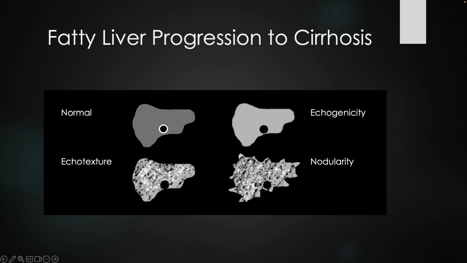And then in your echo texture, as you see this increased heterogeneous texture of the liver as well as loss of the periportal fat, you know that you're progressing into fatty liver. With severity being here with this increased nodularity, so you see this on the surface where a normal liver has more of a smooth surface. When you see this nodularity, you're in severe fibrosis or cirrhosis.